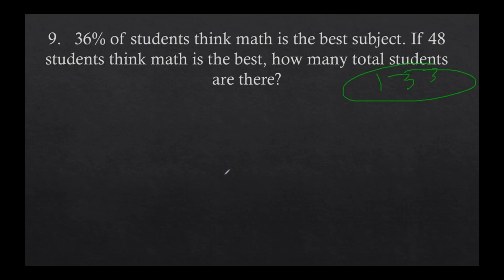133 is correct. So 36% means 36 over 100. Think math is the best subject. Of course it is. If 48 students think this, how many total students? Well, we're trying to find the total. Total goes on the bottom, so 48 on the top. If you're looking at it as an equation, 36% of all students think math is great, and that would be your equation setup.